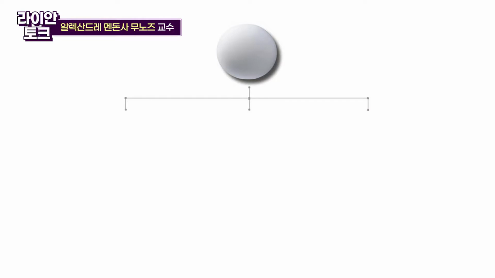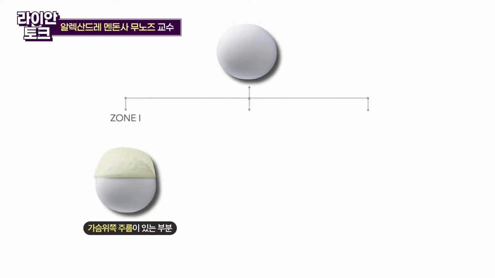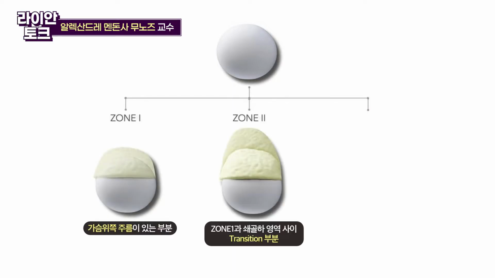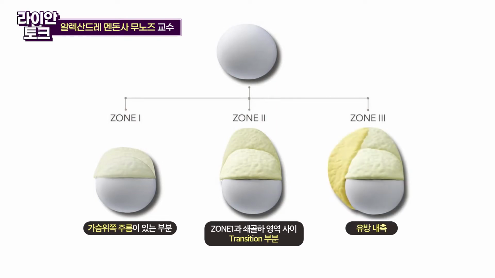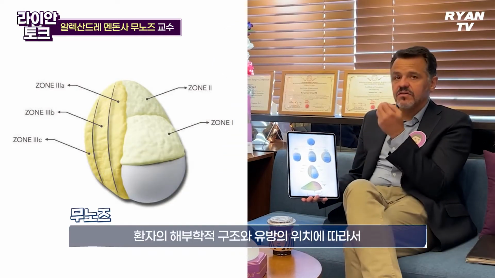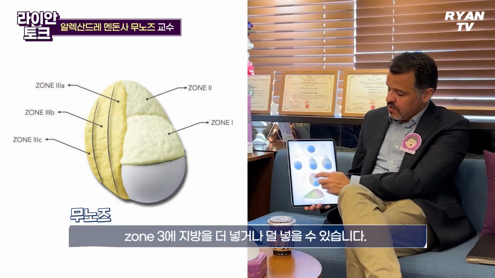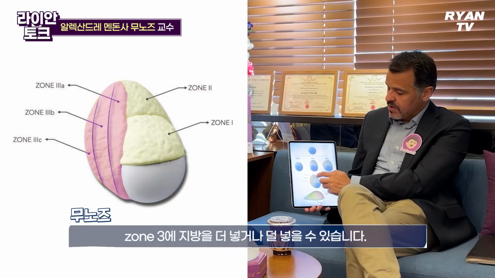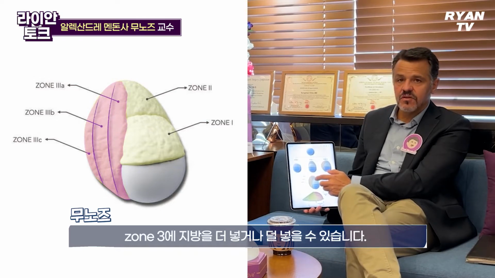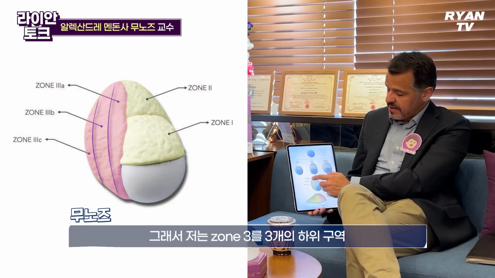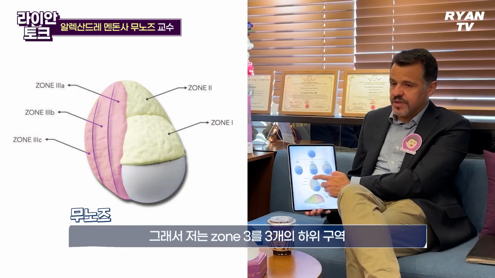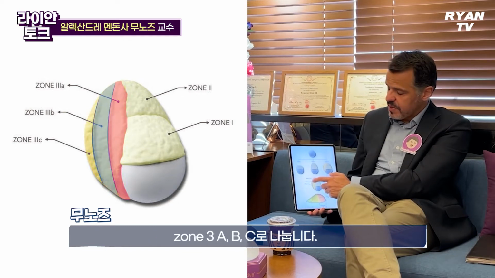This is very interesting because we have zone 1, a crescent shape on the upper pole. Zone 2 is a transition between zone 1 and the infraclavicular area. And on the medial aspect of the breast, we have zone 3. Depending on the anatomy of the patient and the position of the breast, we can put more or less fat into zone 3. So I divide zone 3 into three subtypes, zone 3A, B, and C.